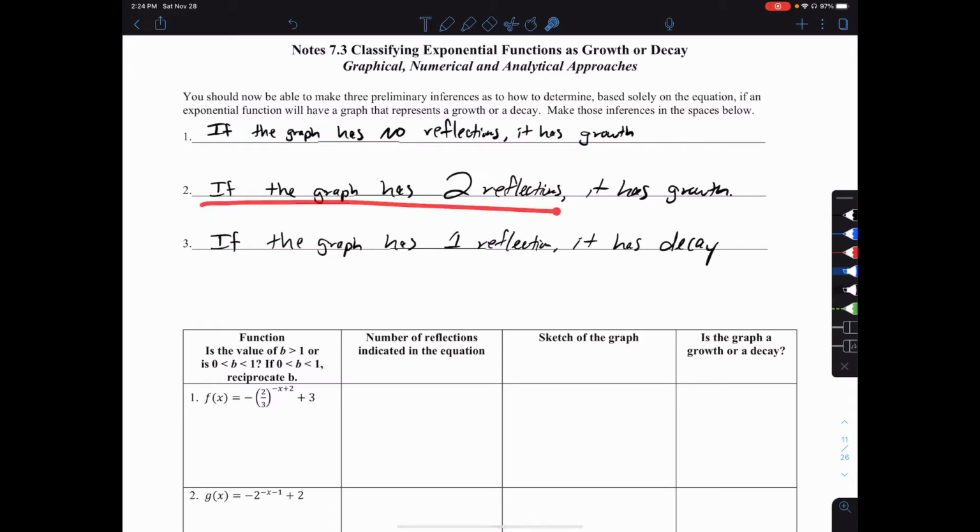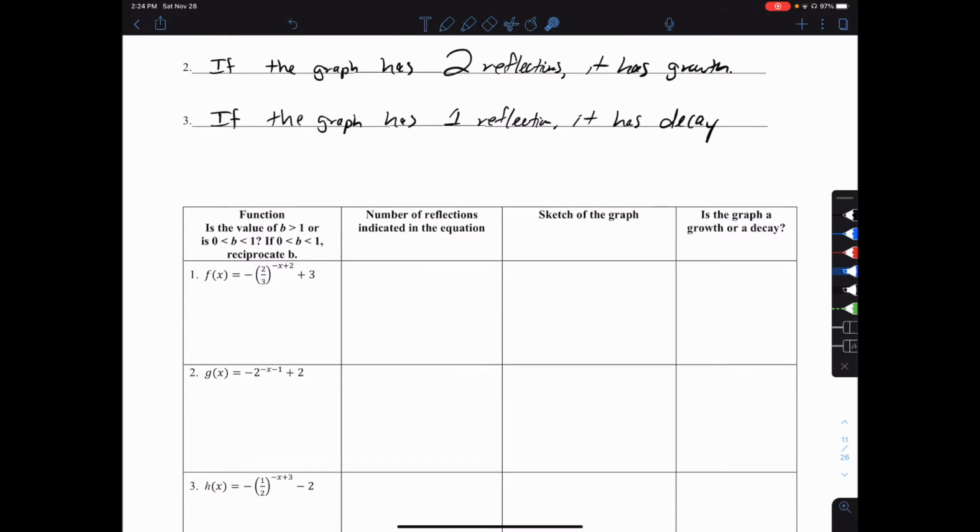If the graph has two reflections, a vertical one and a horizontal one, then it's also going to be growth. If it has one reflection, be that horizontal or vertical, it's going to be exponential decay. Let's look at some examples.